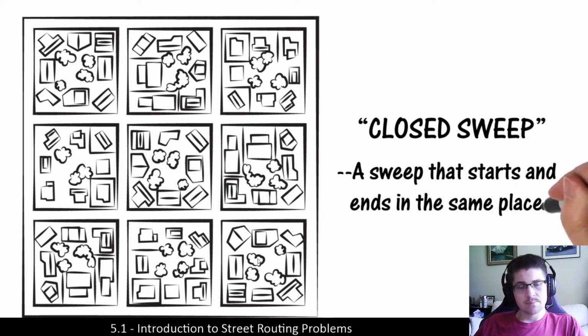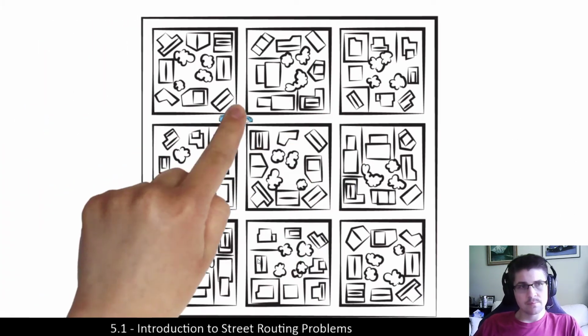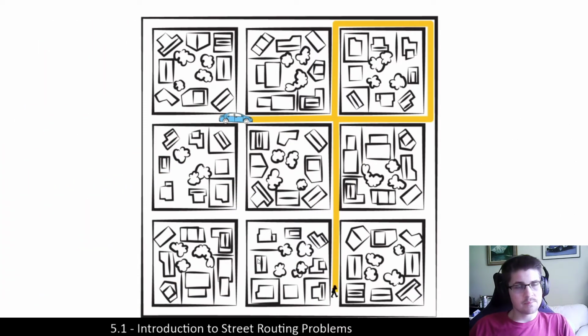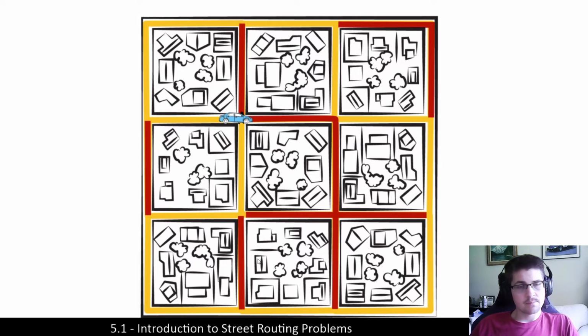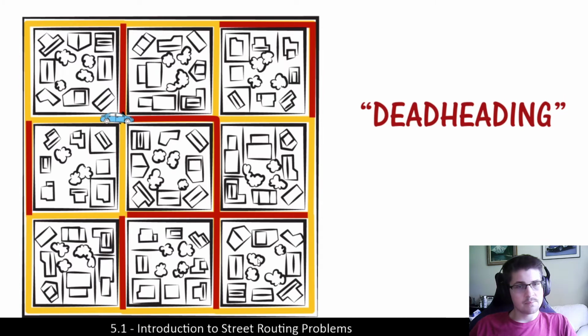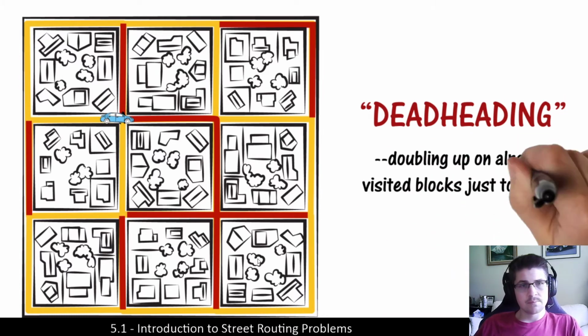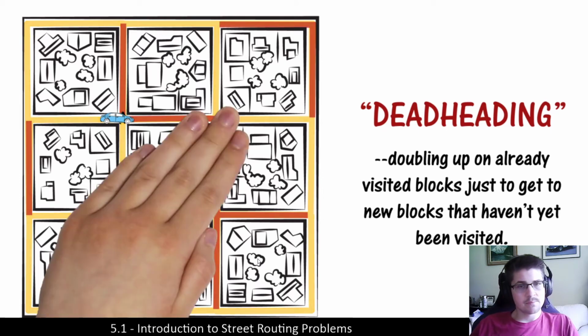This is what we will call a closed sweep. Here's a good parking spot. And off you go. All done. Now, unless a secondary goal was to burn a lot of calories, this was a somewhat inefficient sweep. There was too much deadheading. This is the term we will use for doubling up on already visited blocks just to get to new blocks that you haven't yet visited.